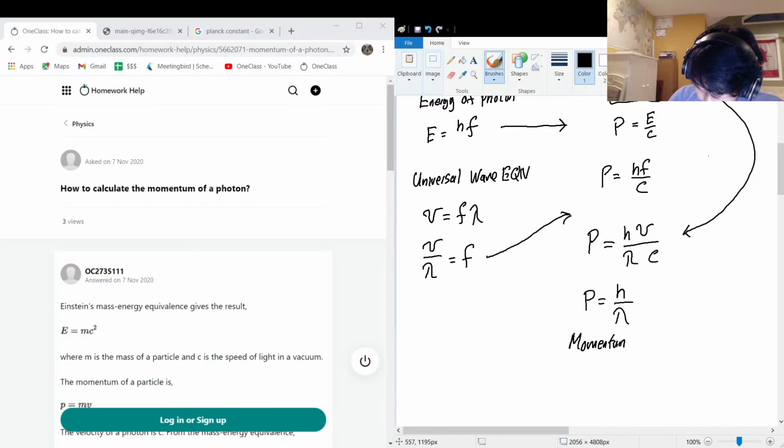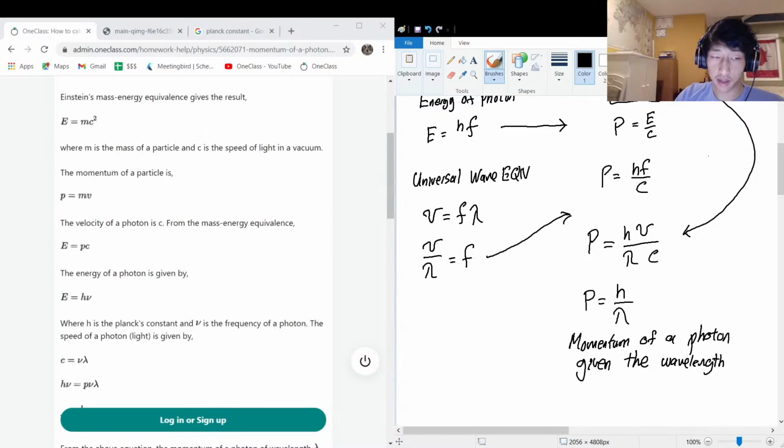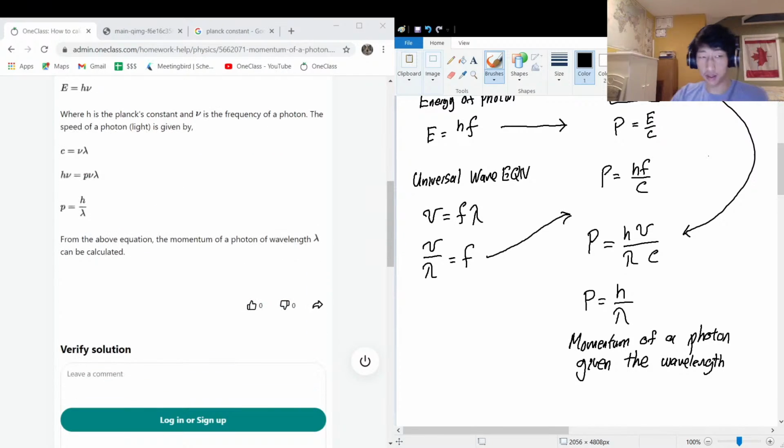Momentum of a photon given the wavelength. Yeah, spelling. Okay, so that's exactly how we came across this.